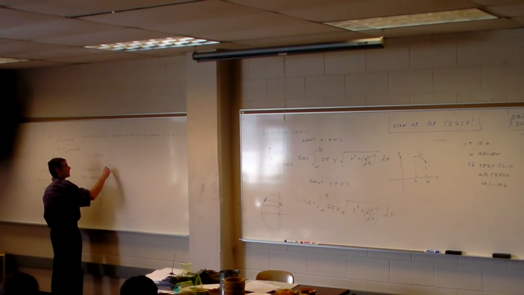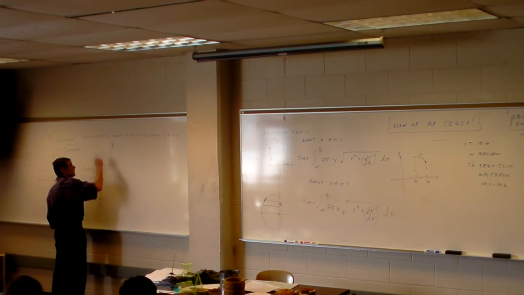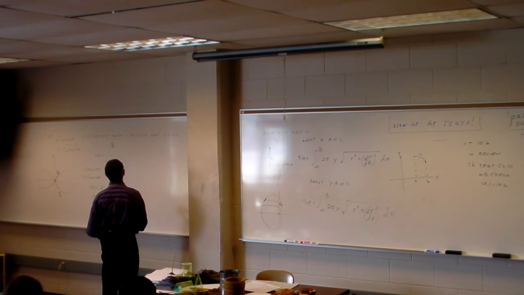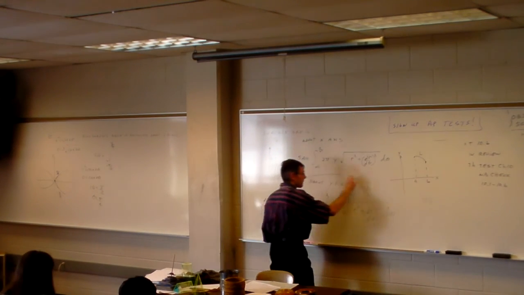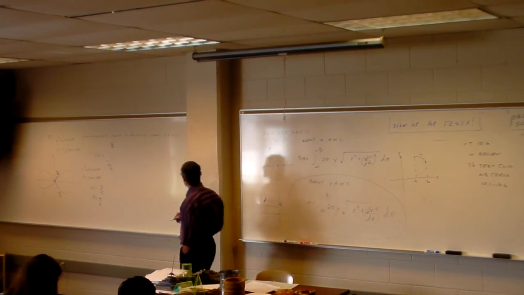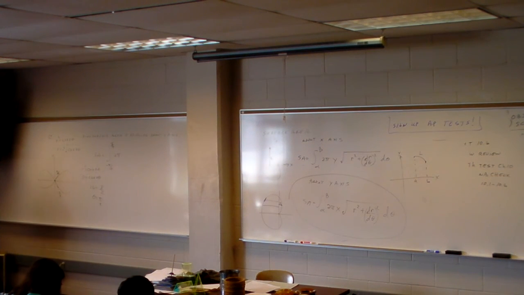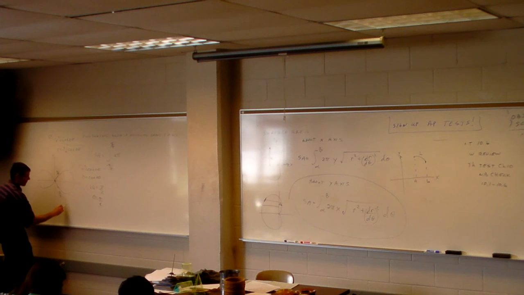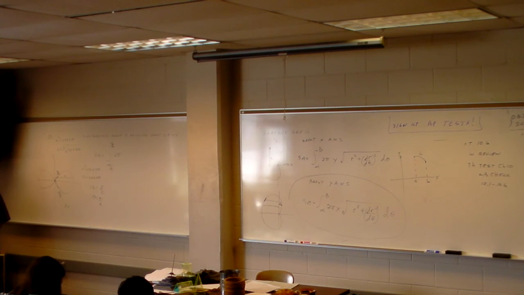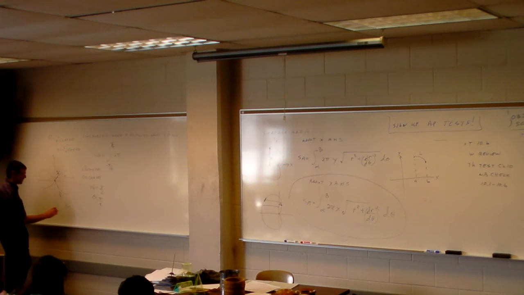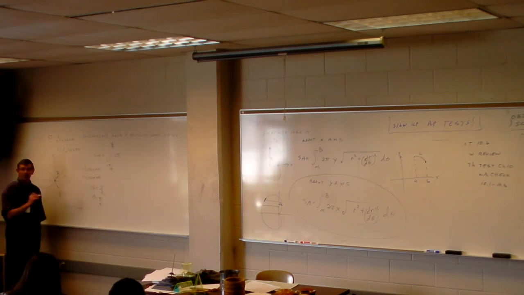So we go negative pi over 4 to pi over 4. Okay, we're revolving about the y-axis, so we're using this formula. It's 2 times pi times x. What is x equal to? X is this value here. What is x? I started the whole lecture out with it. r equals r cosine theta. The x value is r cosine theta.